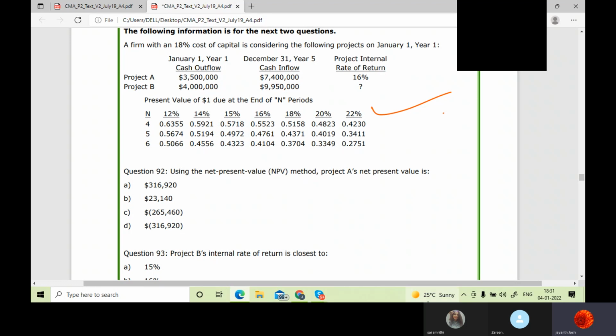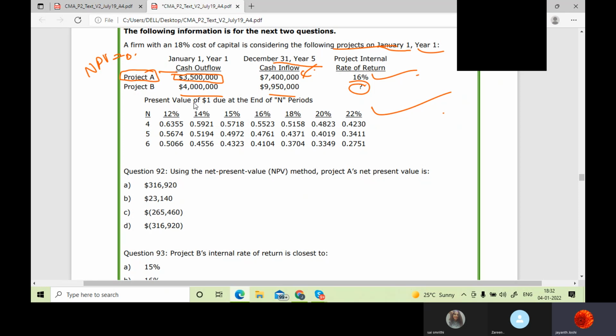So what are they asking? A firm with an 18% cost of capital is considering the following projects on Jan 1st. Year 1, this is the outflow for project A, and they got an inflow from that project at the end of year 5. That means after 5 years. So this is the initial investment, and this is what you got at the end of year 5, and the return was 16%. This is the IRR. That means this is the rate at which project A's NPV would be exactly equal to 0. This is project B's investment, and these are the inflows. They're asking you to find out the IRR for this.